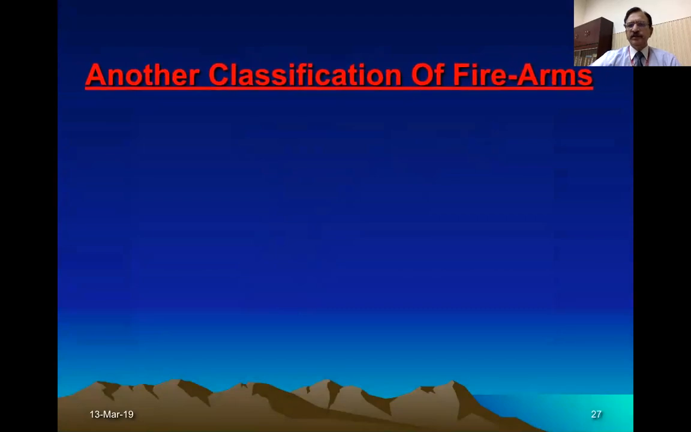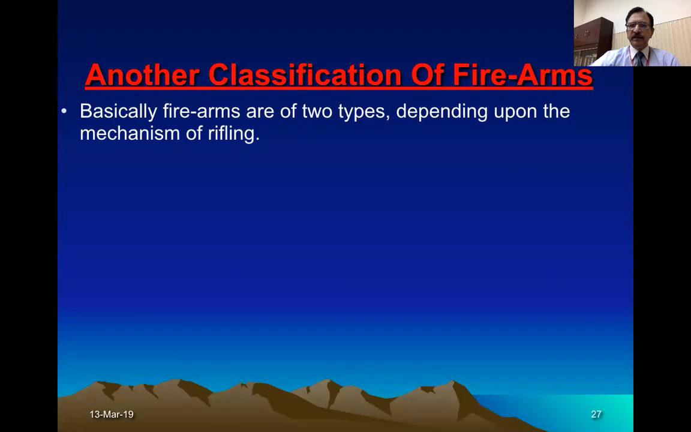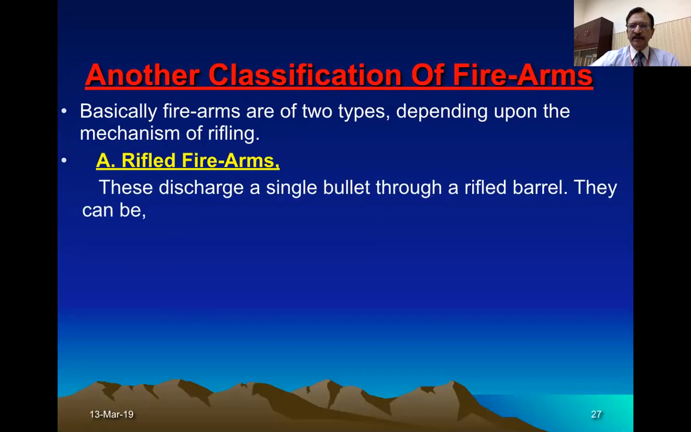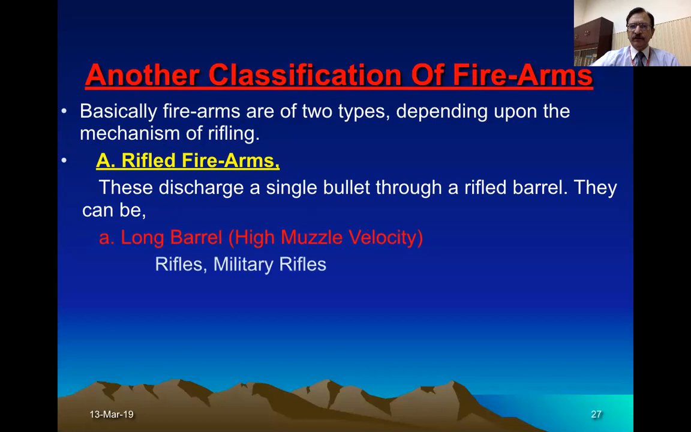Another classification which is important: generally all the weapons are classified according to this, that the weapon may be rifled. Rifled firearms means that the inside of the barrel has been rifled, and they can be either long barrel with high velocity rifles and military rifles, or short barrel, low velocity.